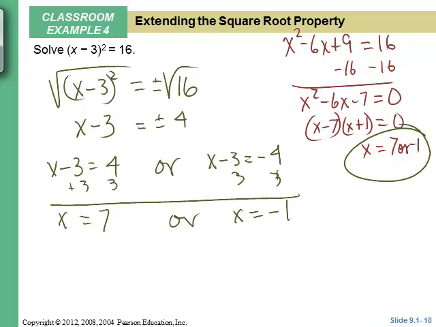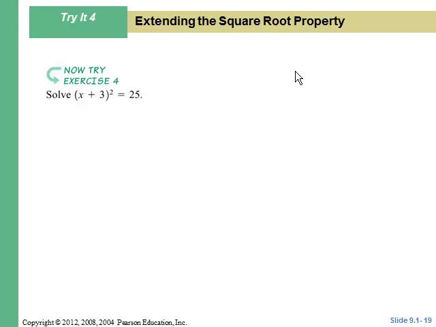So when we solved those quadratics before and we solved them by factoring, that's only one way to do it. This, you can see, is another way to solve those. You try this one.